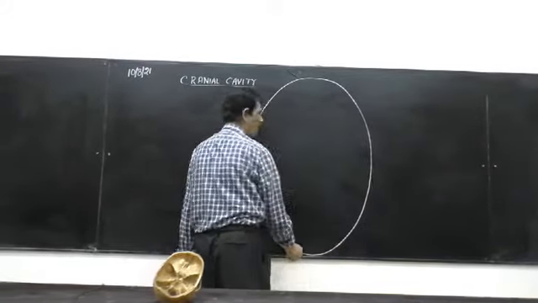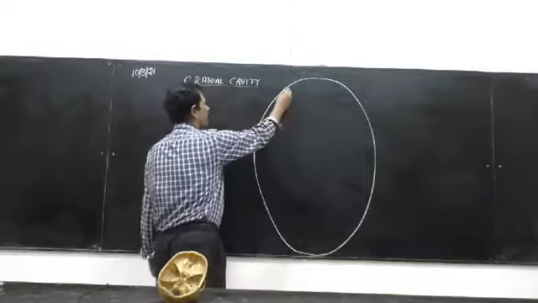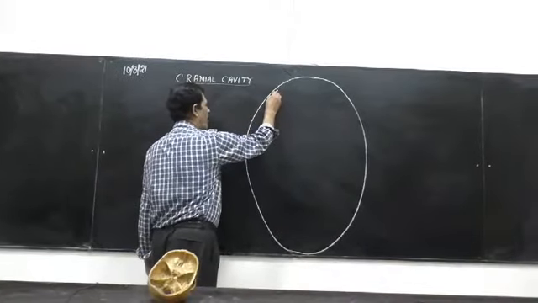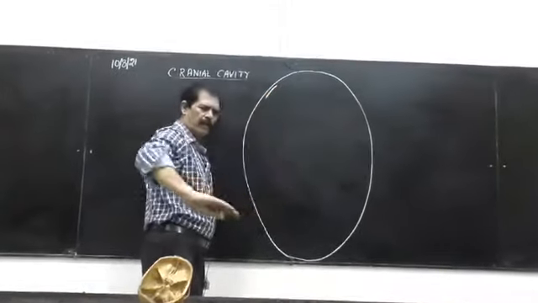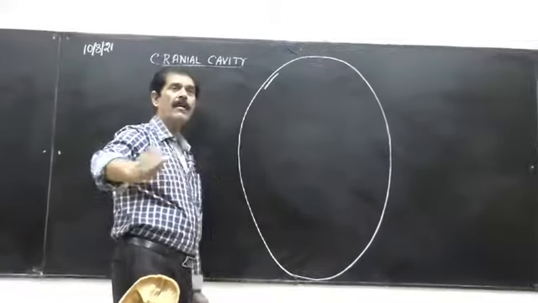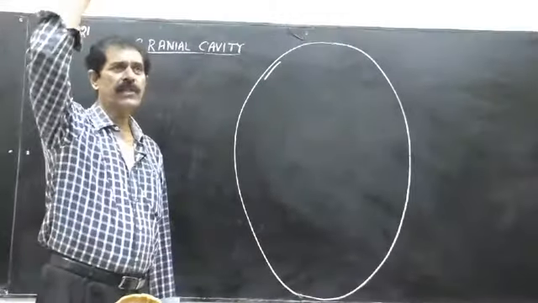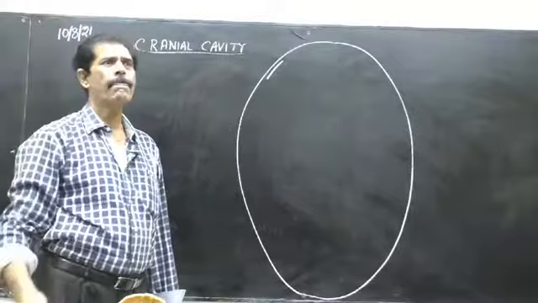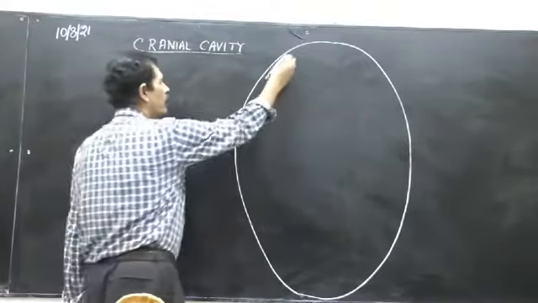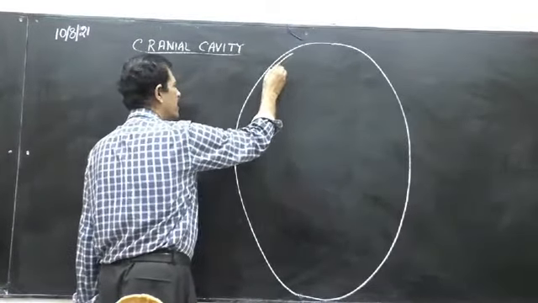So this is the outer line of the cranial cavity. When we cut, the vault of the skull is removed here. Vault means the upper norma verticalis, and the highest point of the skull is called the vertex. So we have removed the vertex, and after that what do we see? The diploe.